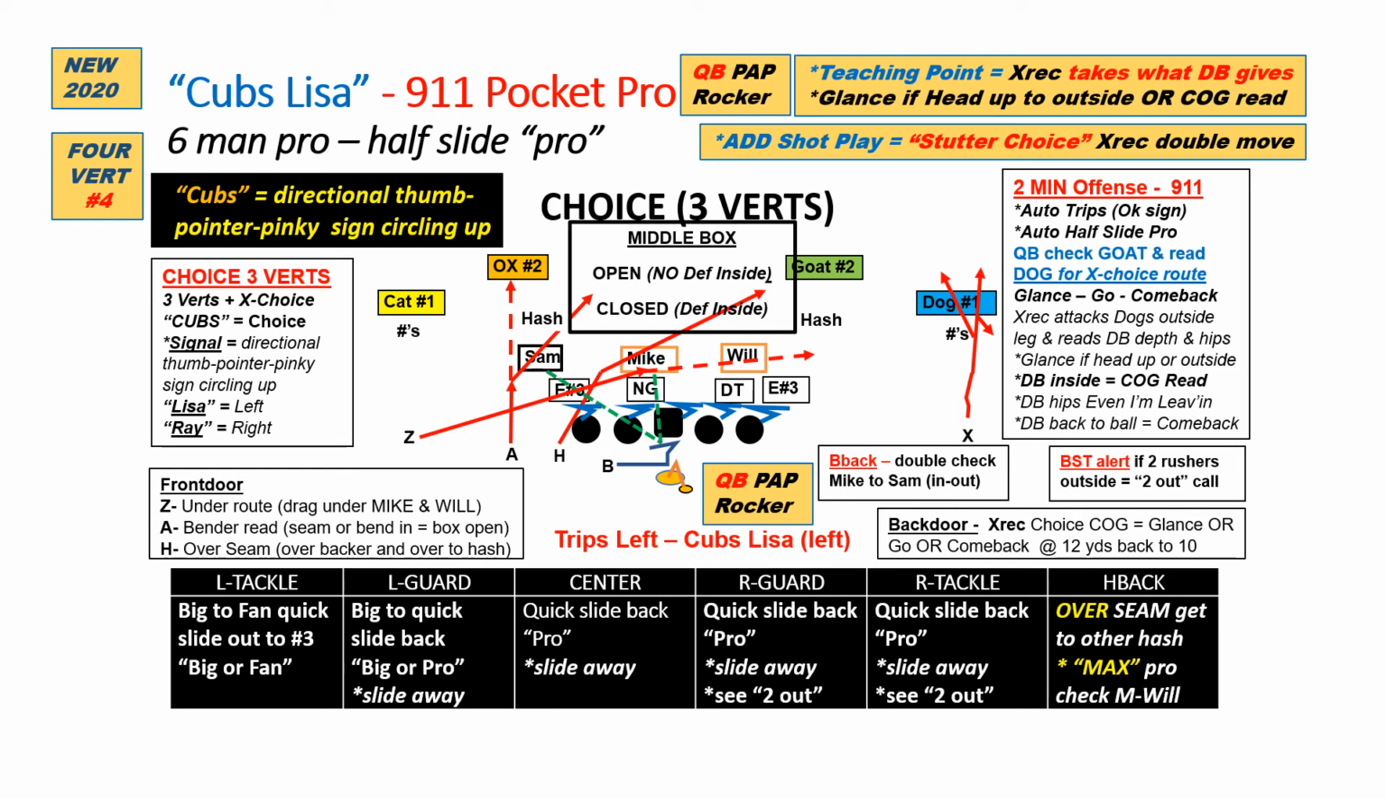Now we add the Dodger concept we use with the Z running the drag underneath. So the quarterback will read the goat for the A and the H. Doesn't like it. He's got the Z dragging underneath to the X now with the choice routes. He can also pre-snap this, and if he feels he has great access one-on-one with the X, just one-on-one with that DB, he can go right to him full phase. We always want to check the goat though first, so we don't have our eyes lead the defenders to the ball. Cubs, Lisa.